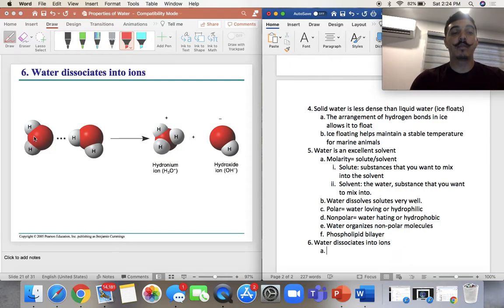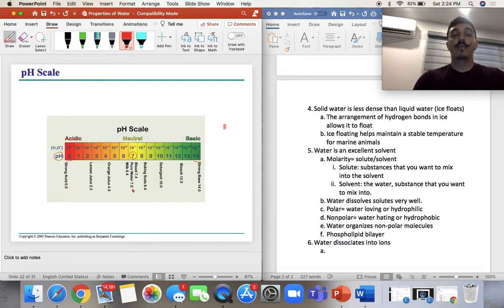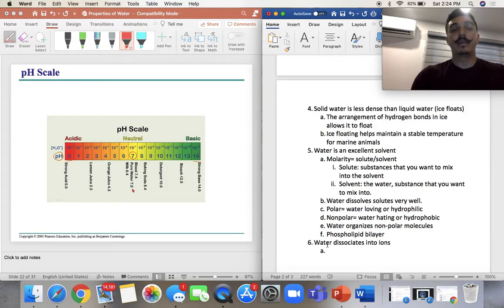Okay, so we have a water molecule here, a little hydrogen bond, another water molecule here, and it can dissociate or break apart and create a hydronium ion with a hydroxide ion, or OH minus. Now we're going to talk a little bit about why this is important. If you've never heard of it, there's what's called a pH scale. The pH scale tells us if something is very acidic or very basic, and this is based on hydrogen ions or hydroxide ions.